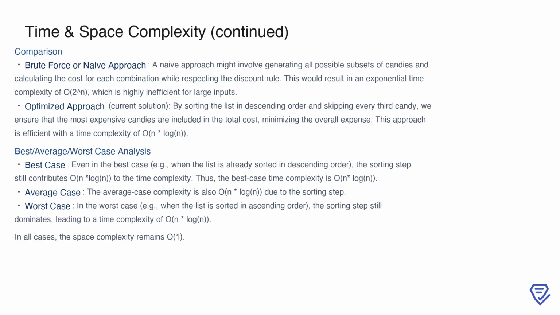Furthermore, whether the input is already sorted, randomly ordered, or sorted in reverse, the sorting step dominates the runtime. As a result, the best, average, and worst-case time complexities all remain O(n log n). The space complexity, meanwhile, consistently stays at O(1).